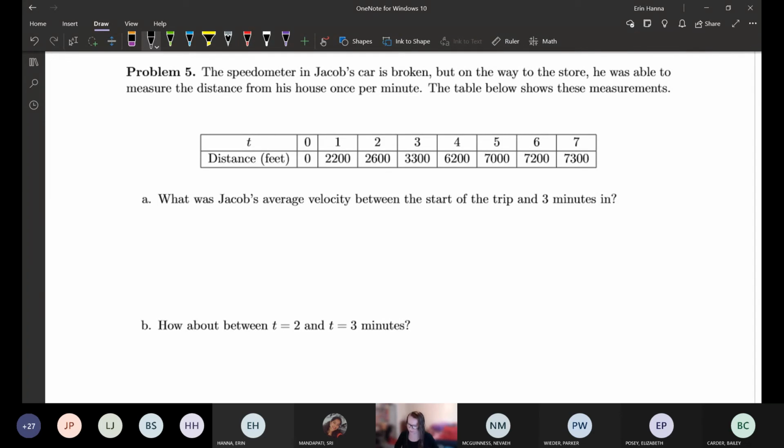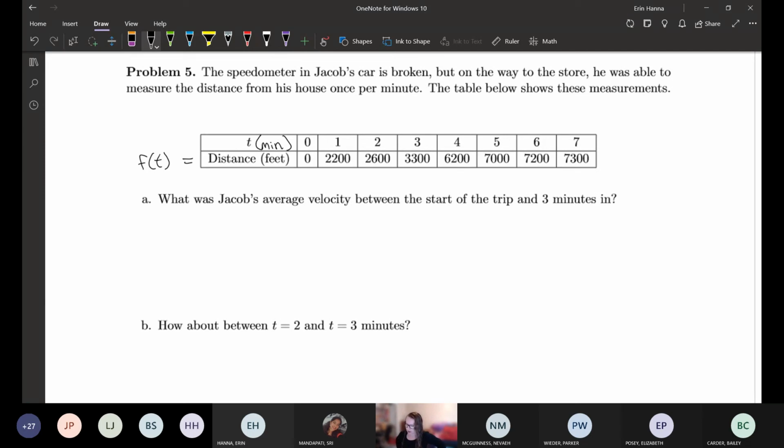So anyway. The speedometer in Jacob's car is broken. On the way to the store, he was able to measure the distance from his house once per minute. Drive a minute, stop and measure. The table below shows these measurements. So T is going to be in minutes and the distance is going to be in feet. I'm going to name this F of T because of the notation I'm going to want to use. I'm going to want to write it in function notation, so I'm going to name that F of T because we weren't given a name for it.